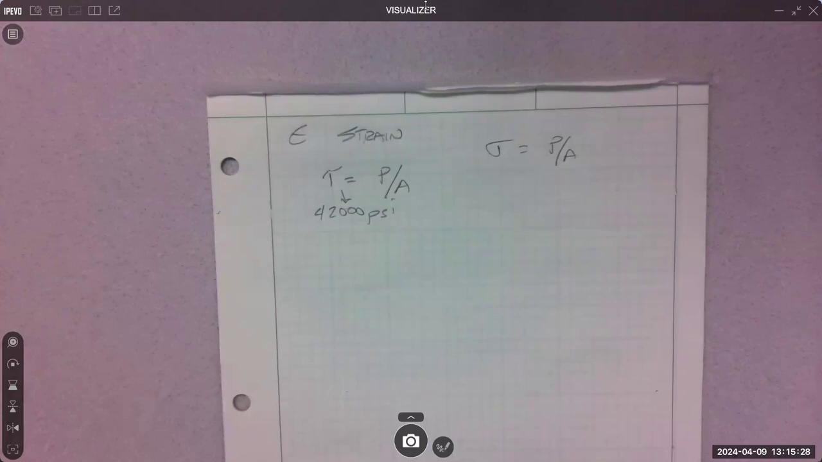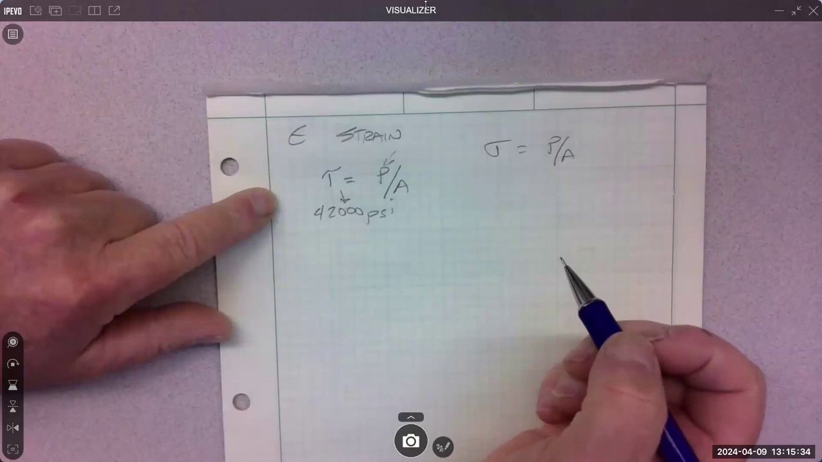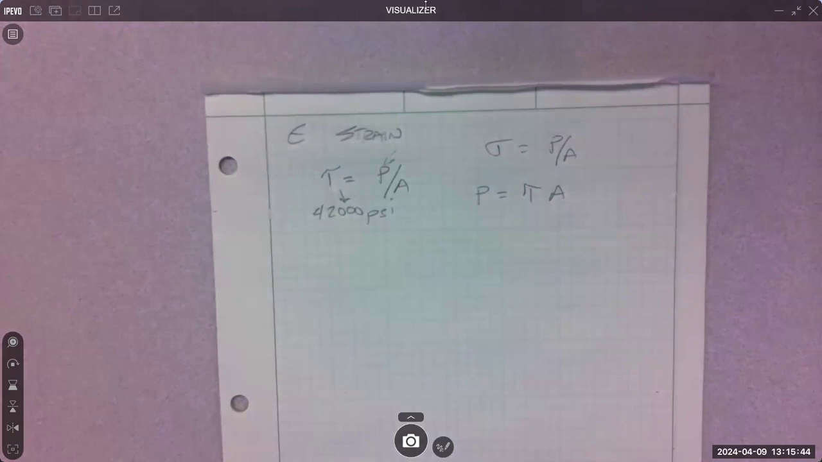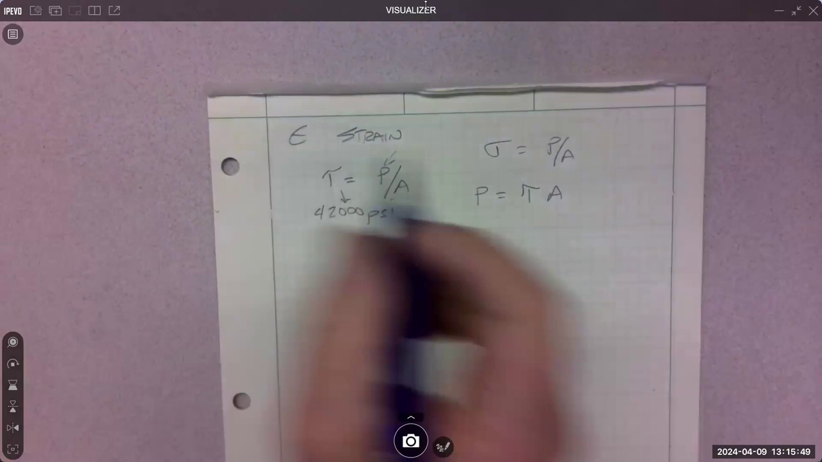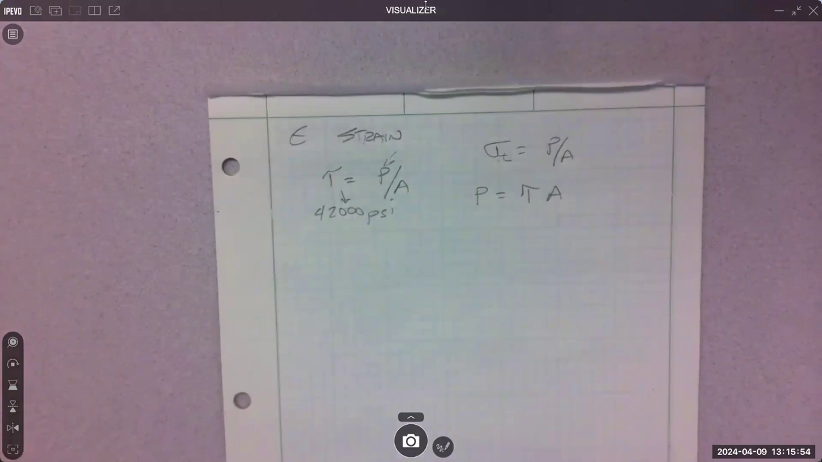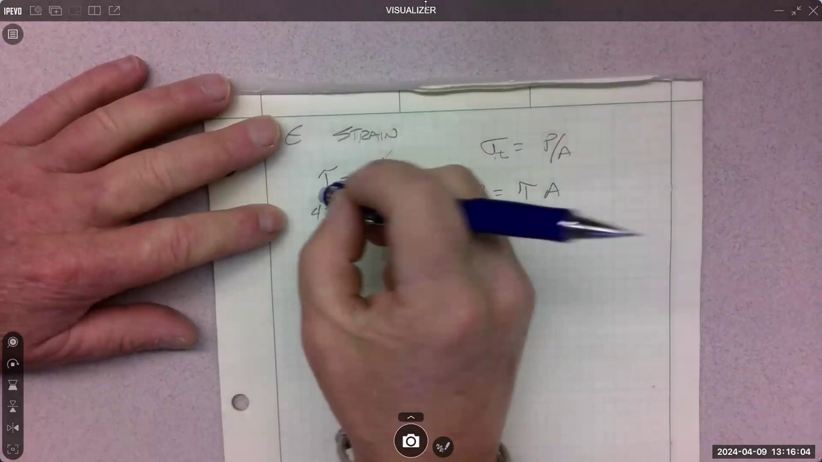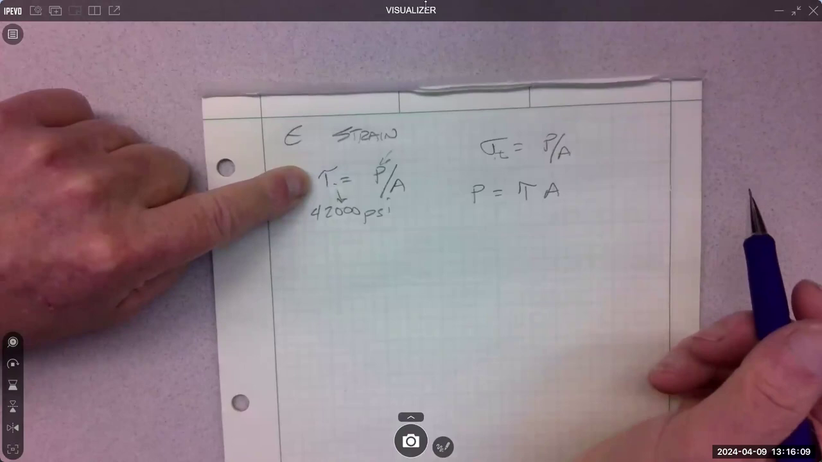But if we want to know the force P, this problem wants to know how much force it would take to punch through it. So we would solve the equation for P equals. Sigma with a T subscript, or just the shear stress symbol? This means shear stress, so I don't have to put any subscript on it. All right, very good.